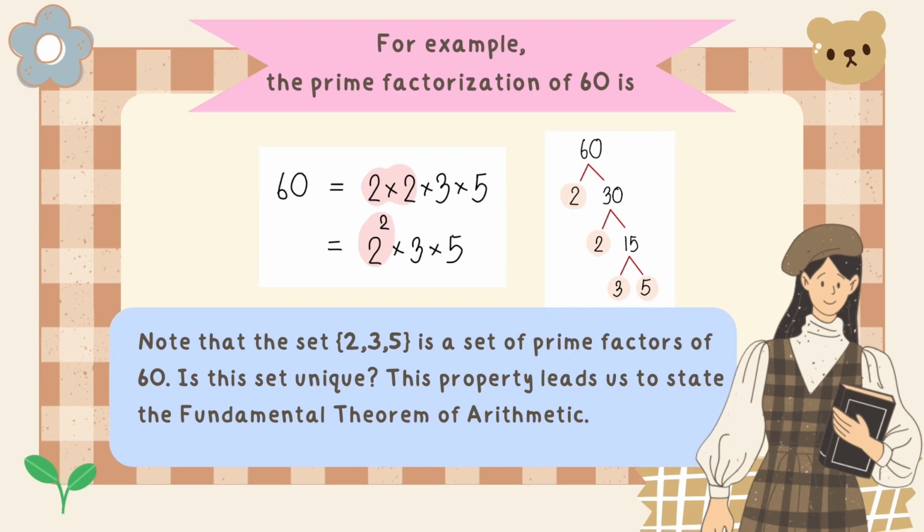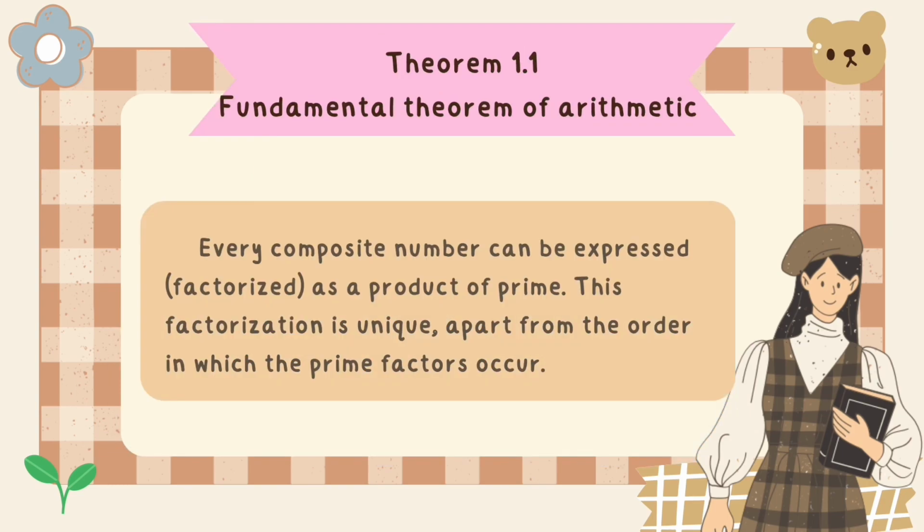For example, the prime factorization of 60 is 2 times 2 times 3 times 5, which is 2 power 2 times 3 times 5. The prime factorization of 60 can also be found by using a factor tree. Note that the set 2, 3, 5 is the set of prime factors of 60. Is this set unique? This question leads us to state the fundamental theorem of arithmetic.